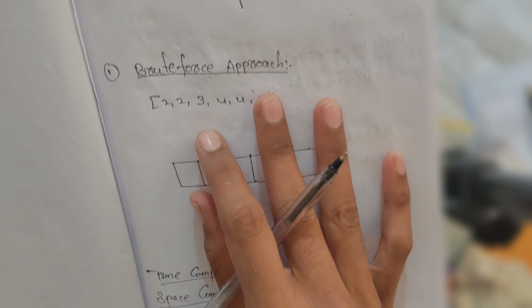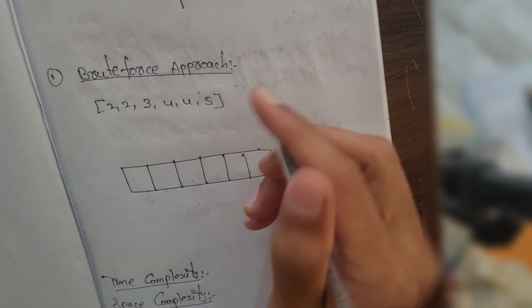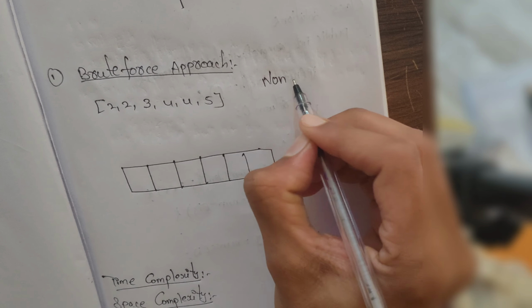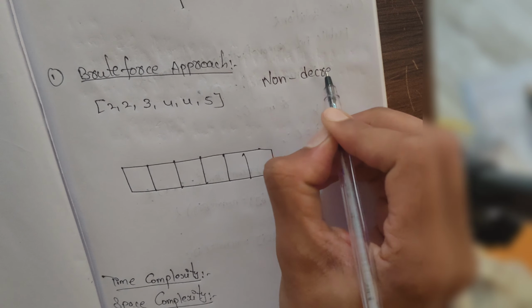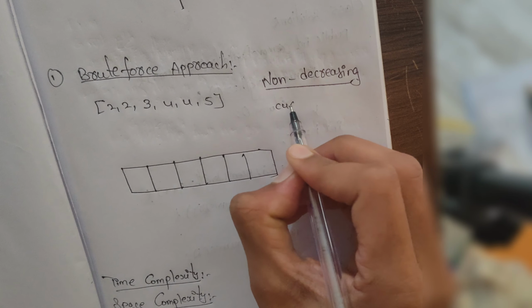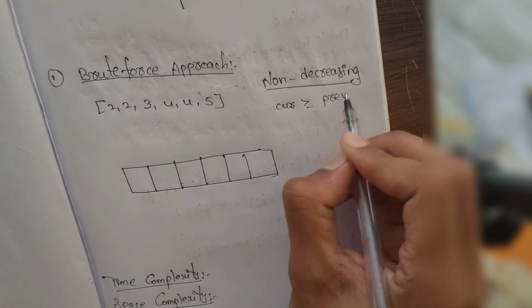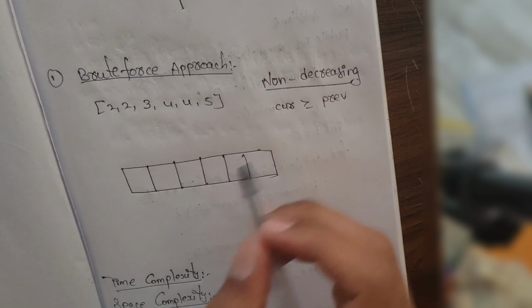Coming back to the video, let us solve this problem using the brute force approach. They are telling us that the array is sorted in non-decreasing order. Non-decreasing order means the current element should be greater than or equal to the previous element.